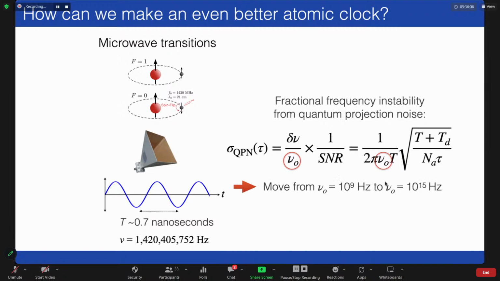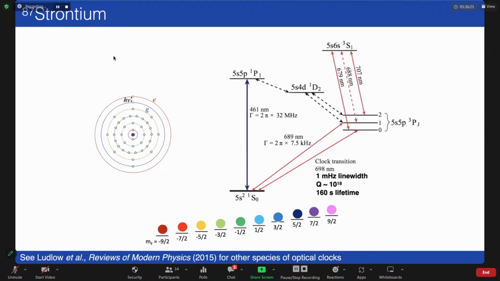And so that has motivated the move from microwave frequency clocks like the hydrogen maser that takes advantage of this transition, or the rubidium or cesium hyperfine transitions, to optical transitions in clocks. And that gives you in principle something like between 10 to the 5 and 10 to the 6 improvement if everything else is equal.